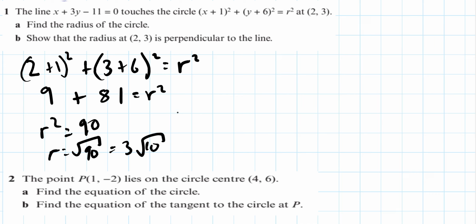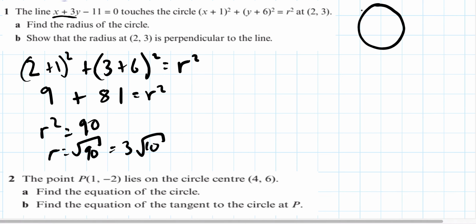Cool. So the next part says show that the radius at (2, 3) is perpendicular to the line. So we've been given this line here, and we're going to show that the radius of our circle is perpendicular to it. If I draw a quick sketch, we had a circle, and let's say the line is going up like this, but it's touching the circle. The radius here is perpendicular to the line.